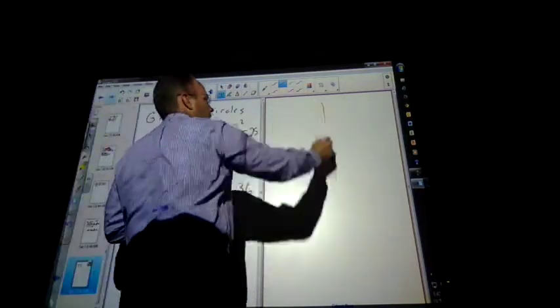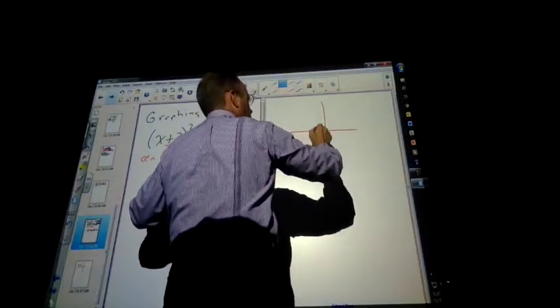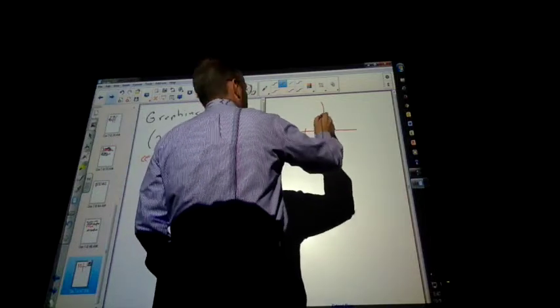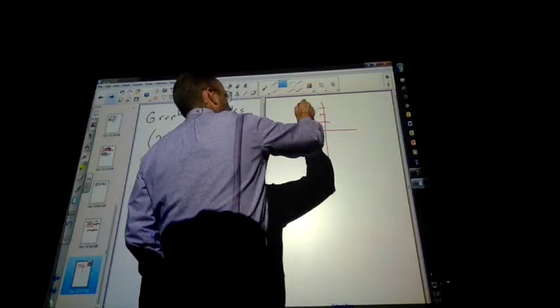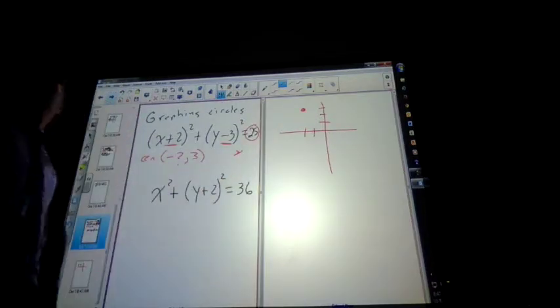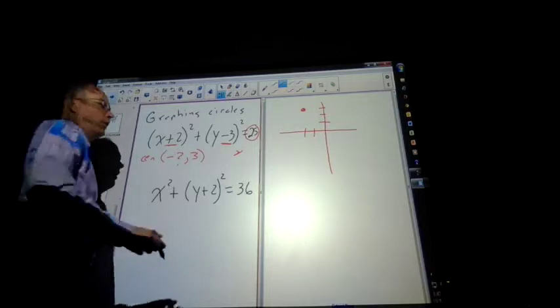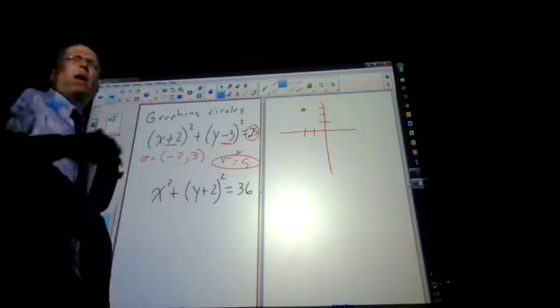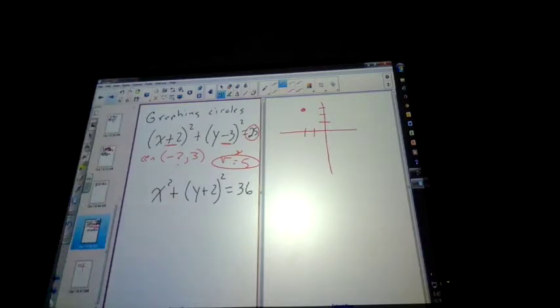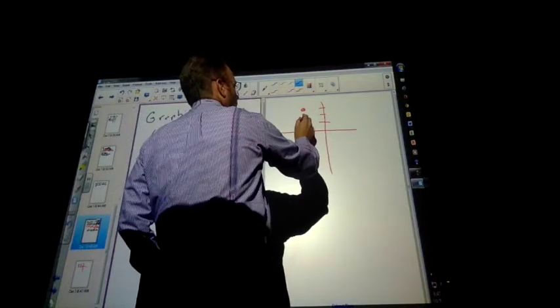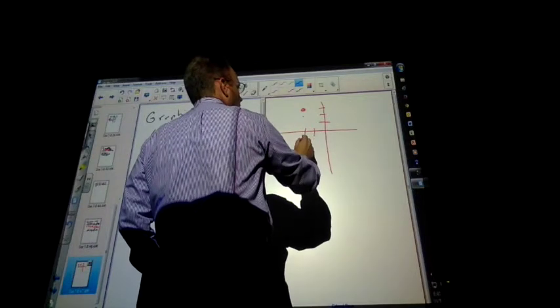Which means if I were to graph this, (-2, 3) is the center of my circle. Take the square root of this portion, and it'll be your radius. So the square root of 25 is 5. Sometimes it might say 5 squared, and the square root of 5 squared is 5 as well. So if the radius is 5, from the center I'm going to go 5 in all directions. So 1, 2, 3, 4, 5.